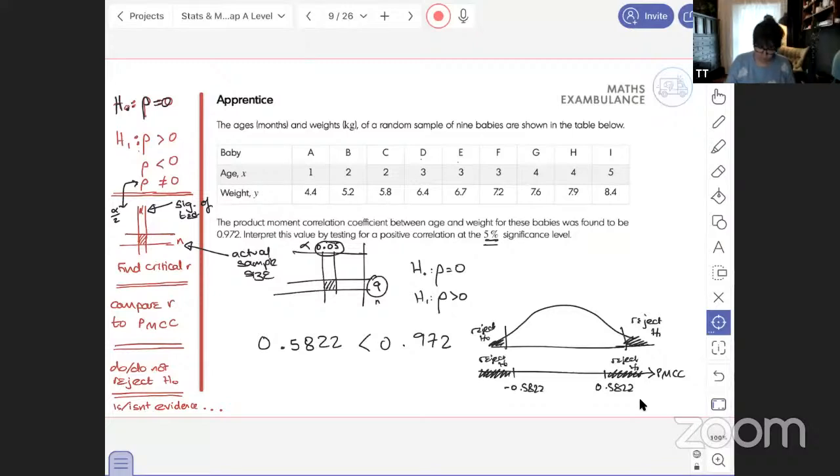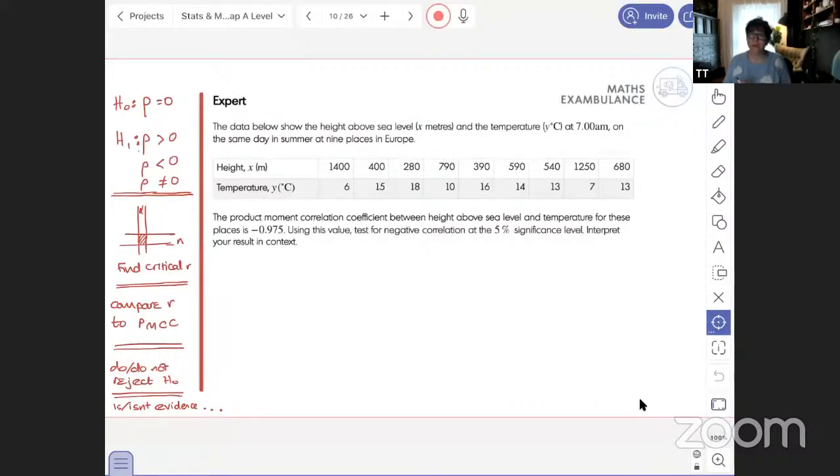Okay. I'm going to break all of the rules and show you this one, but I'll just talk you through it and then I'll let you go so you can have a break before Chem. Okay, so H0 is always rho is 0. H1, who is saying what? The data shows the height. The PMCC comes out to be that. Test for negative correlation at the 5% level.